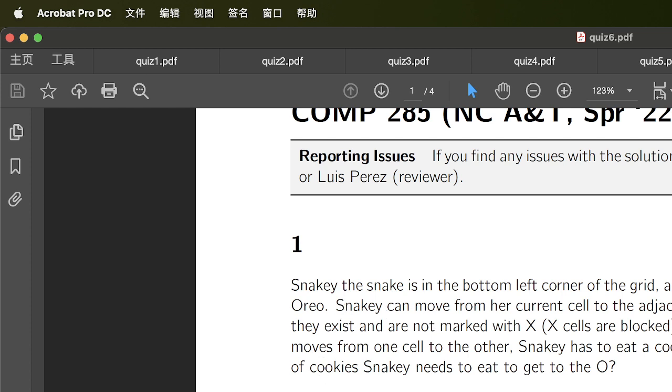Snaky can move from her current cell to the adjacent cells in 4 directions, right, left, up, or down, if they exist and are not marked with X, like this. X means the cell is blocked. However, every time Snaky moves from one cell to another, Snaky has to eat a cookie. So what is the minimum number of cookies Snaky needs to eat to get to this position?